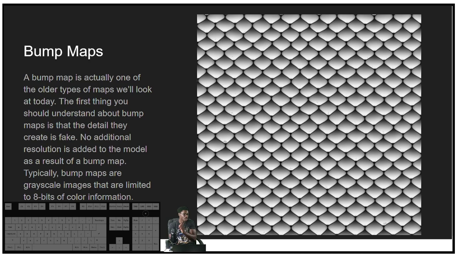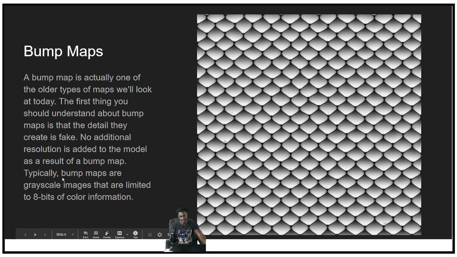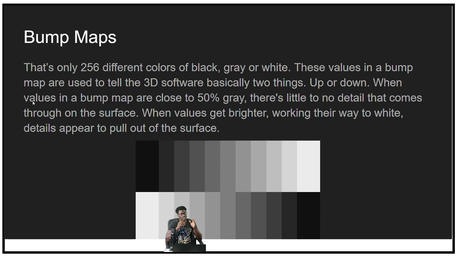So yeah, the first thing you should understand about bump maps is that the detail they create is fake. No additional resolution is added to the model as a result of a bump map. Typically, bump maps are grayscale images that are limited to 8 bits of color information. So there's actually nothing there, right? It's not like you're adding extra geometry. It's not moving mesh or anything like that. All you're doing is faking the eye, right? It's based on a grayscale value, so that's only about 256 different colors of black, gray, or white.